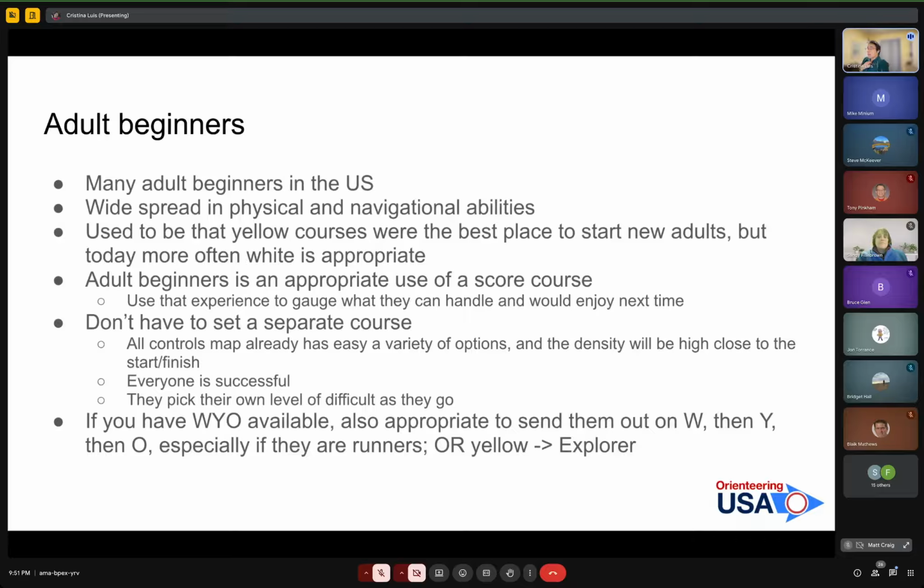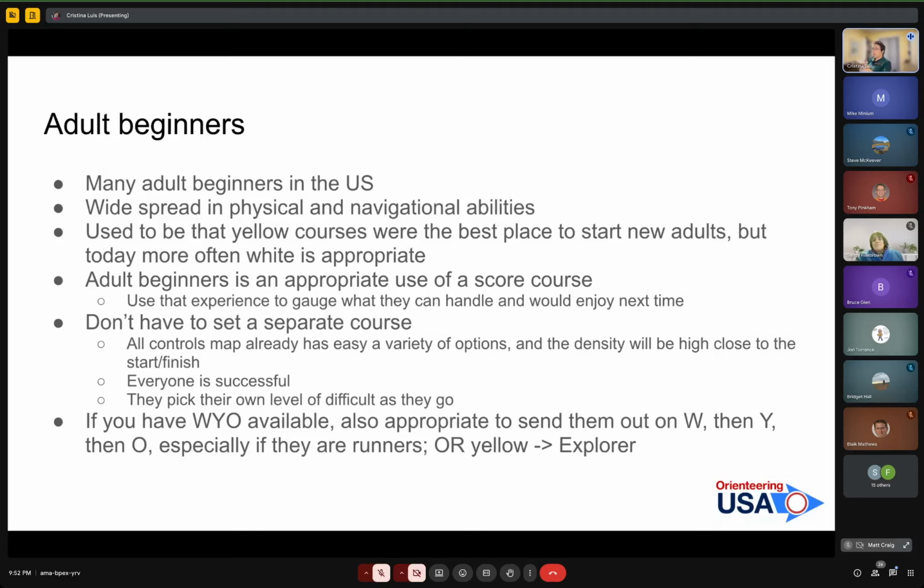So a good option, I'm not a fan of running score courses. I don't find them that much fun, but they're a great option for beginners, especially adult beginners who may have limited map reading skills. So what we do with a lot of our events is have an explorer course. We do an all controls map, so it has controls on trails, it has controls way out in re-entrants. And you just give them that, and that way they find as many controls as they want and can, and they are successful. They have completed a course, no matter how many they find.